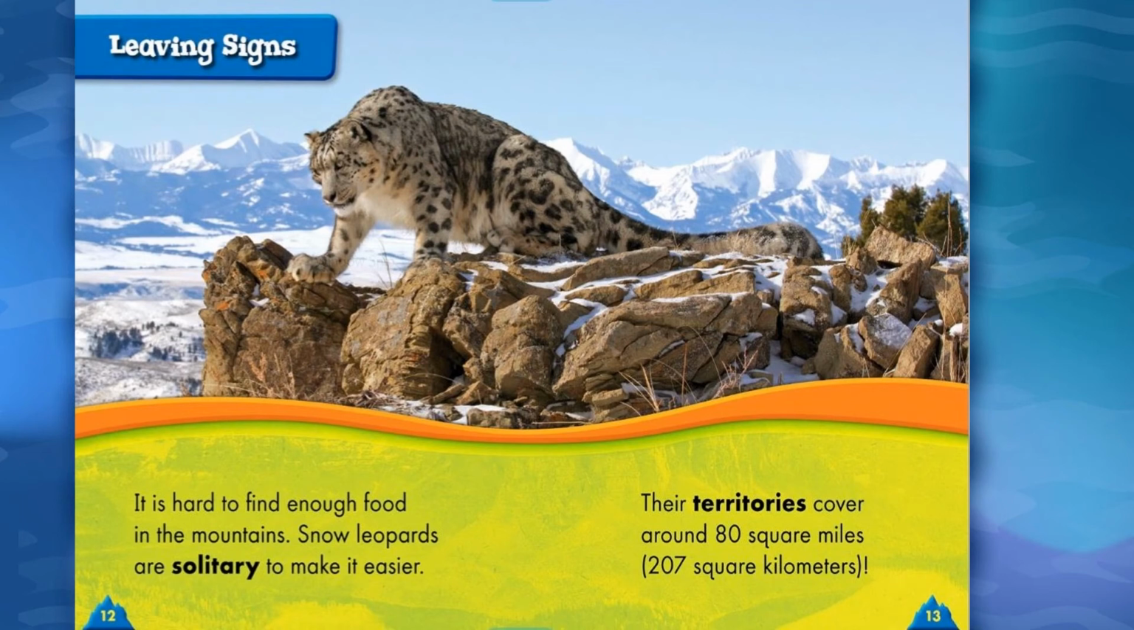Leaving signs. It is hard to find enough food in the mountains. Snow leopards are solitary to make it easier. Their territories cover around 80 square miles. That's 207 square kilometers. So we have the keyword over here, solitary, and territories. And once again, we're going to jump to the back of the glossary to help us figure out the meaning of these two bold words.